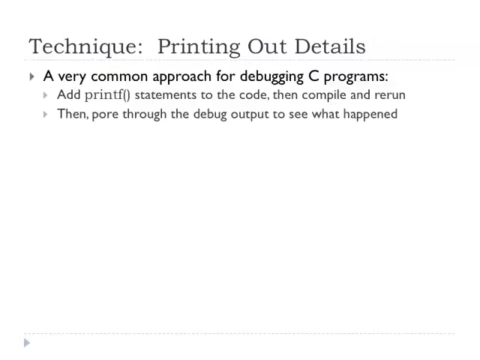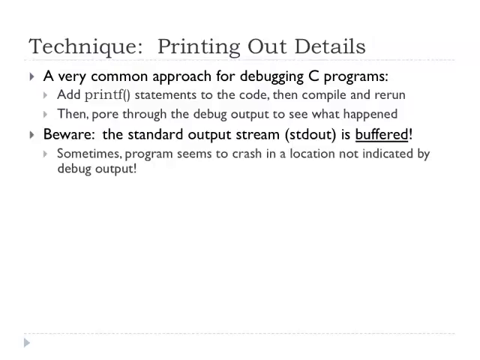Okay, but I will talk about printing out details so that you can do this, because this is a very common way of doing it. You add print statements to your code, compile and rerun, and you look at what happened. One issue is that standard output is buffered, which means that if you have a crashing bug, you can't necessarily guarantee that all the output that you've printed has made it to the console before the program crashed.